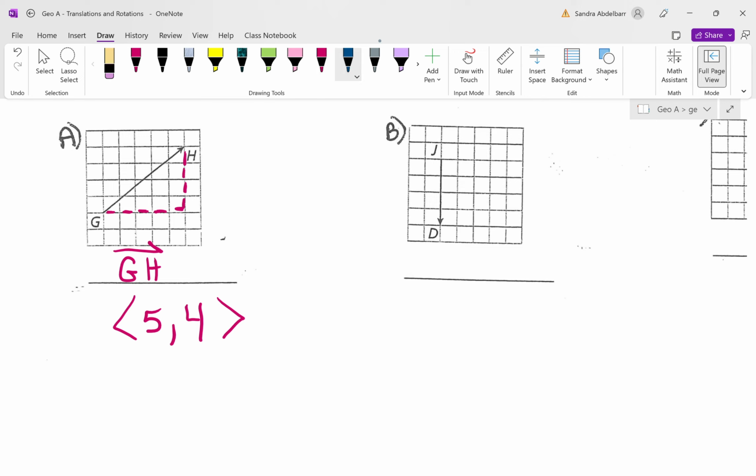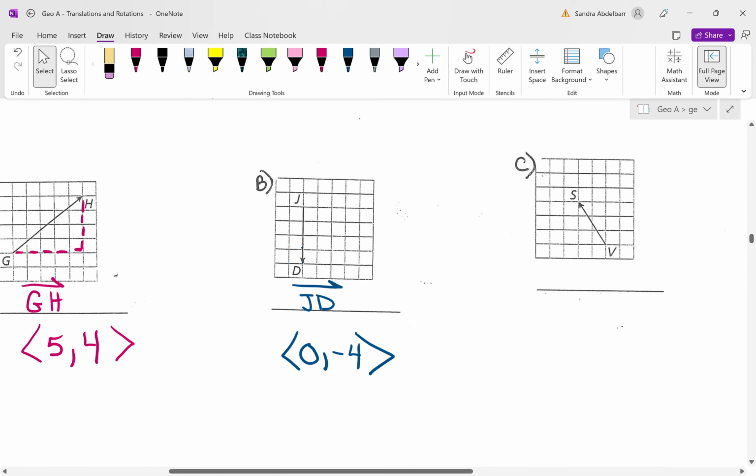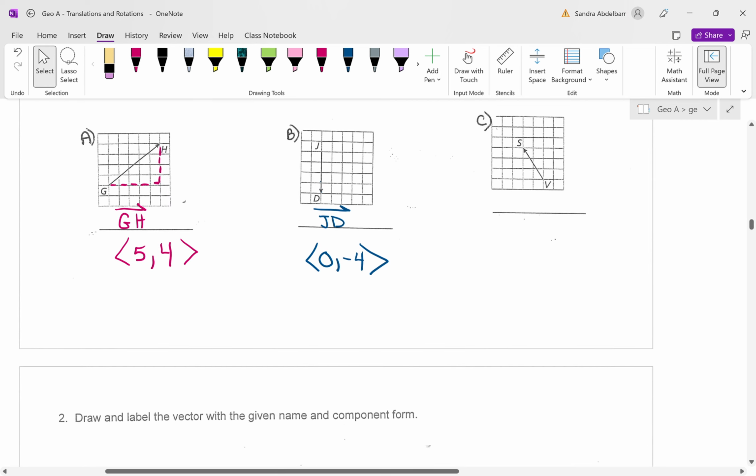All right, can somebody tell me how I'm going to name this vector, letter B? Good. Vector JD. And now the component form, am I moving left or right at all? So what number do you think I'm going to put there? 0. And then I'm moving down 1, 2, 3, 4, so it's a -4. All right, you guys do letter C on your own, and then we'll go over it.